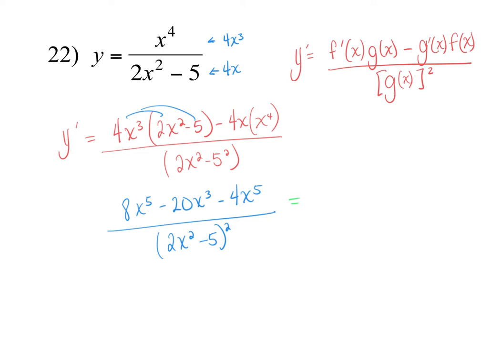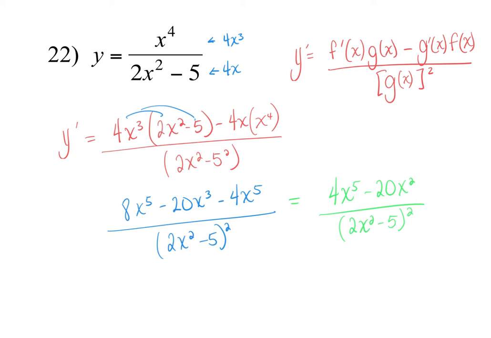8 minus 4 gives you 4x to the 5th minus 20x cubed. I will not make you distribute the bottom. Pay attention, though, if it has a common factor. Had that been 2x squared minus 4, it's 2x squared minus 4, 2x squared minus 4. You could actually pull out a 4, a 2, and a 2 from each group. And you could have reduced it by 4.